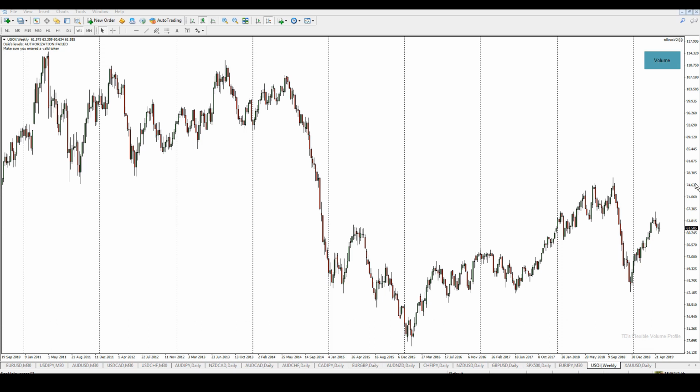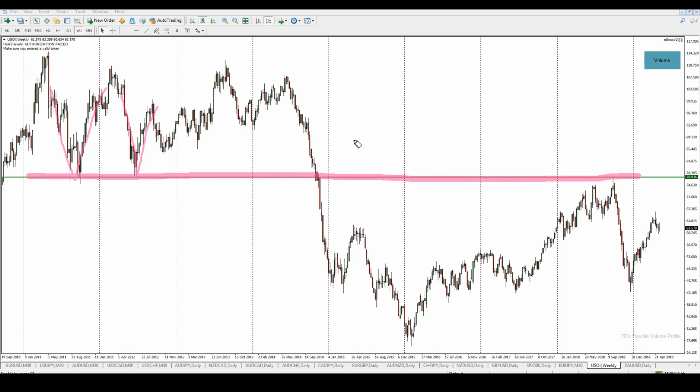Alright, so that's for the rejections, and there are also two nice cases of the resistance becoming support. So, in here, you can see massive rejections of lower prices, rejecting this price level. Then the price went past it, making the support a resistance. And this is exactly where the price turned. Alright, so this is another way how you can use the rejections.